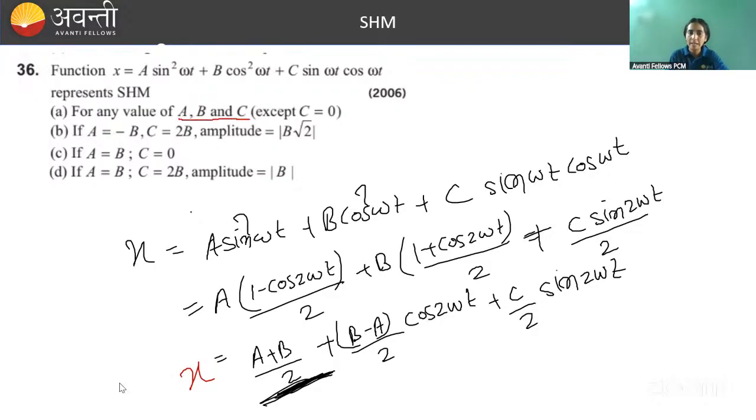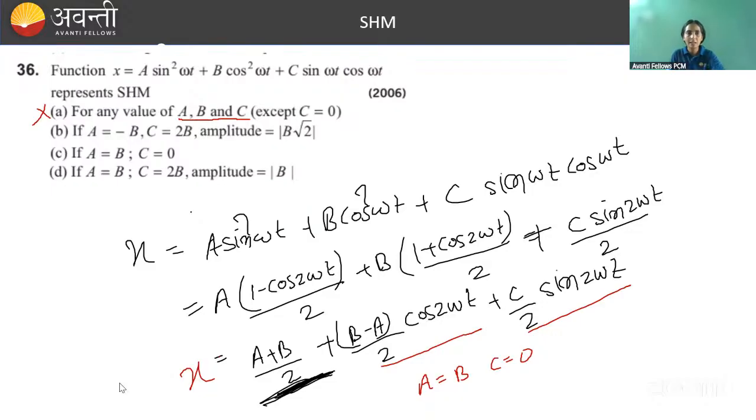For X to be SHM, there should be term of sine or cos. Okay? If we take A is equal to B, this term will become 0. And if we keep C equal to 0, then this will also become 0. And X will become (A plus B) by 2, which is not an equation of SHM. So option A will be wrong.